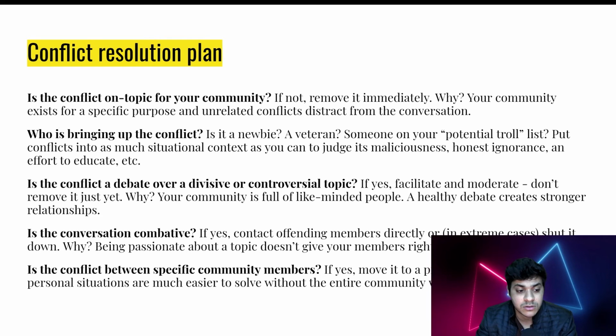Finally, is this conflict specific, between specific community members? If it is between two parties, generally what you want to do is take it outside the platform, away from the public. The more you open such discussions to the public, the less it helps. So it always makes sense, if this is a conflict between two specific members, to give them their own separate space and resolve the conflict there.